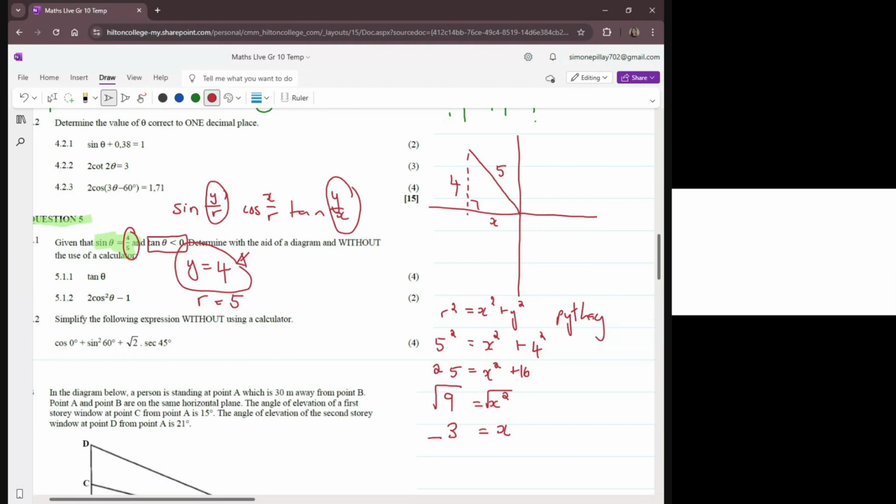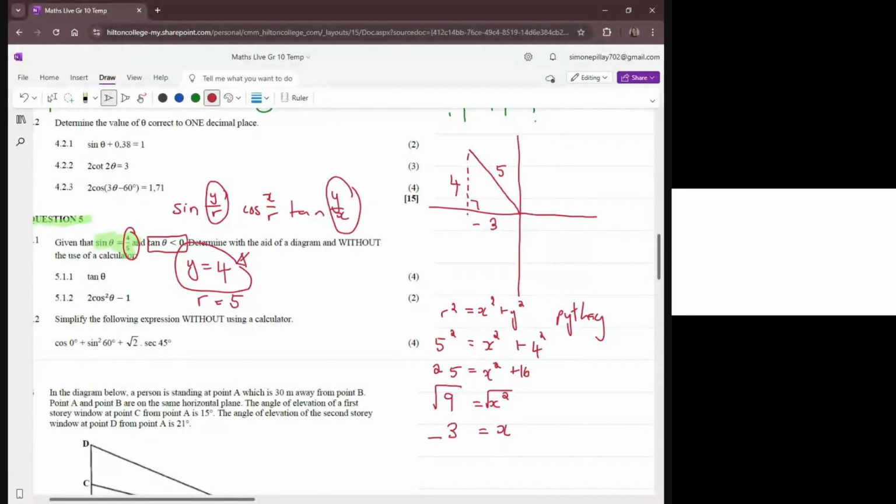Now, I want you to know that the length of your side is going to be 3, but the actual x value we're going to have here, if we look at the coordinate point, is going to be negative. So this is this length over here. It's 3 units, but it's on the negative side. So if I wanted the actual point, it was going to be negative.